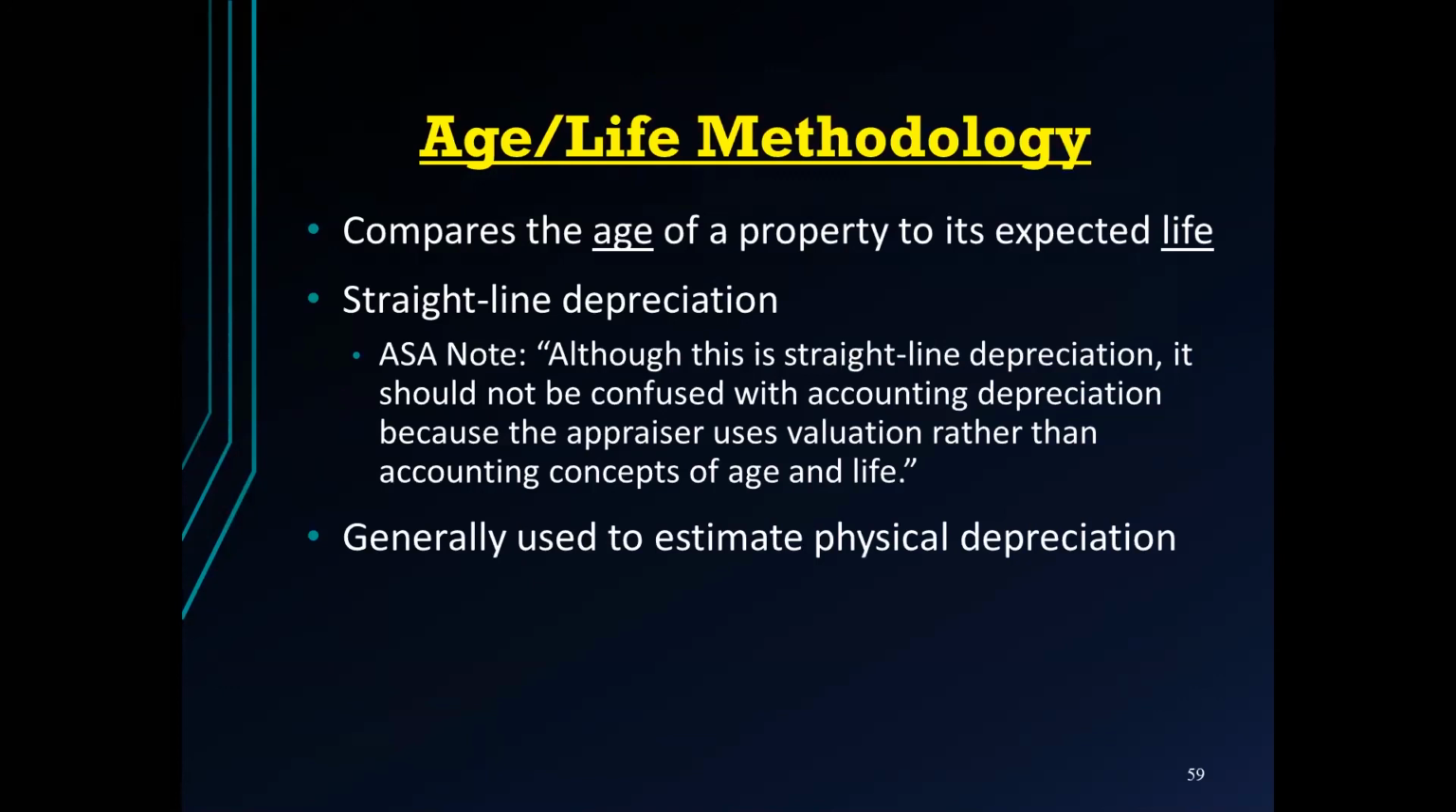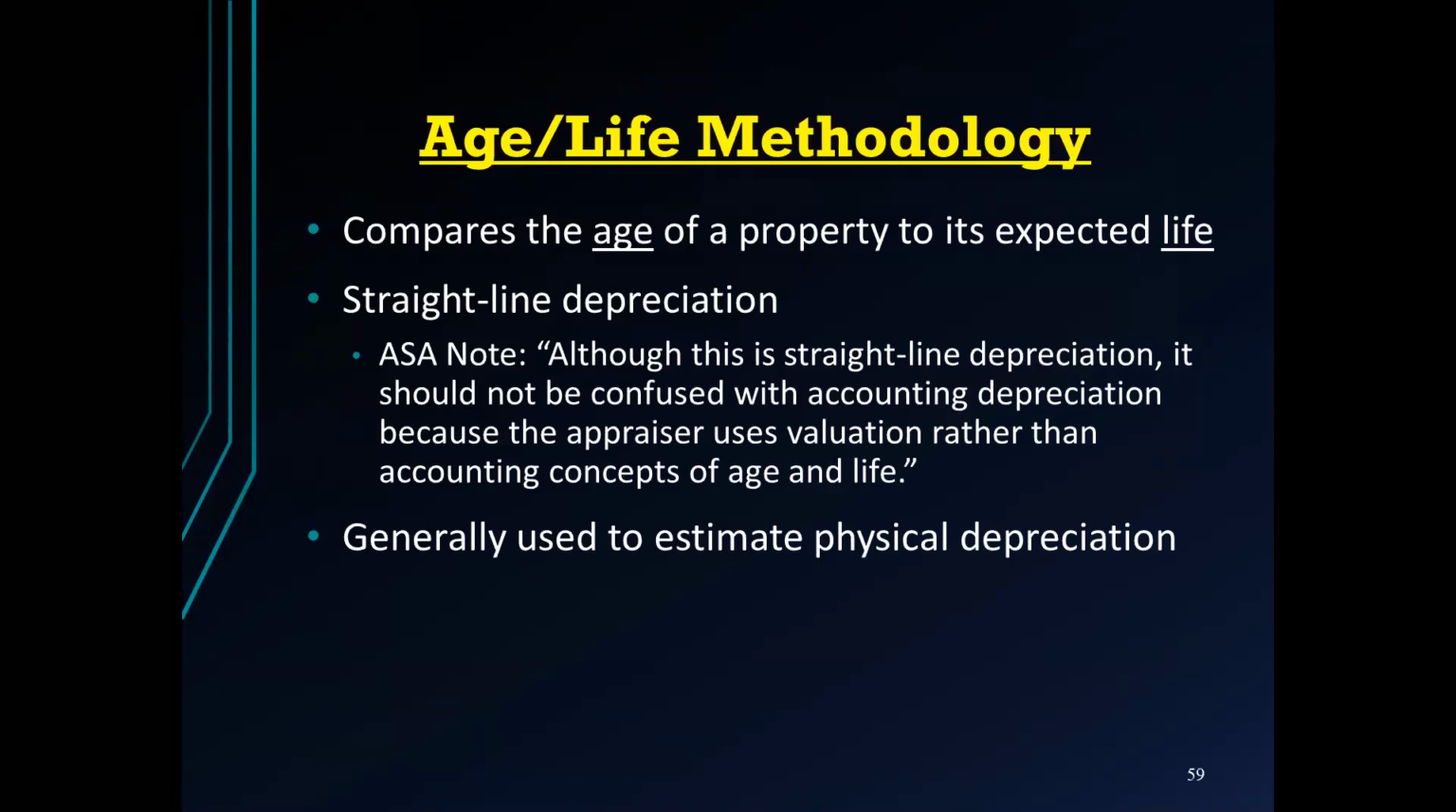That's actually one of the criticisms of this, is that it is straight line. The ASA notes in their text, and there's a little quote there, I'll read it. Although this is straight line depreciation, it should not be confused with accounting depreciation because the appraiser uses valuation rather than accounting concepts of age and life. What that's saying is, yes, it is straight line, but it's not the same as straight line depreciation you'll see in accounting because the original starting point should be an appraised value, right? You're still coming up with valuation versus just depreciation for IRS or accounting purposes.